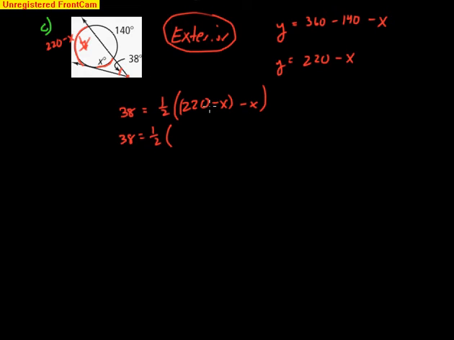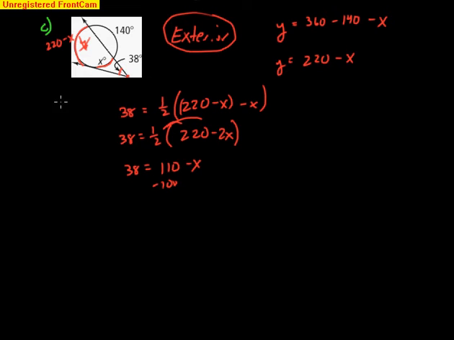38 equals half of this right here. These parentheses can just drop because there's nothing right there. So it's just 220 minus x, and that's 220 minus 2x. Now I look at this problem and I say, hey, these numbers are both even. Go ahead and take half of them. 38 equals 110 minus x. And now we just solve.